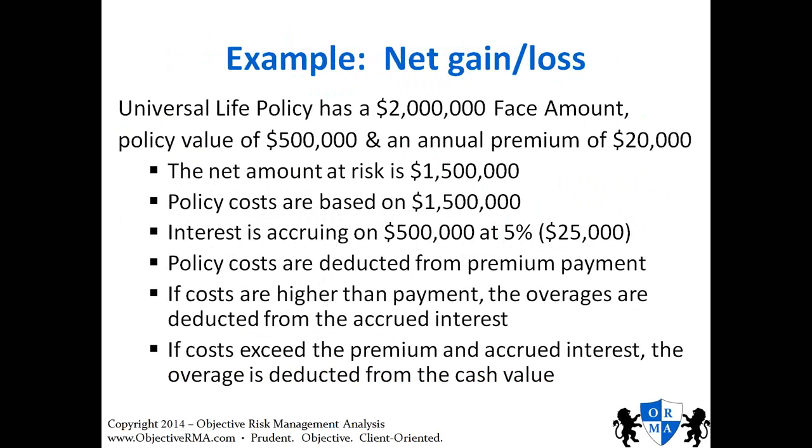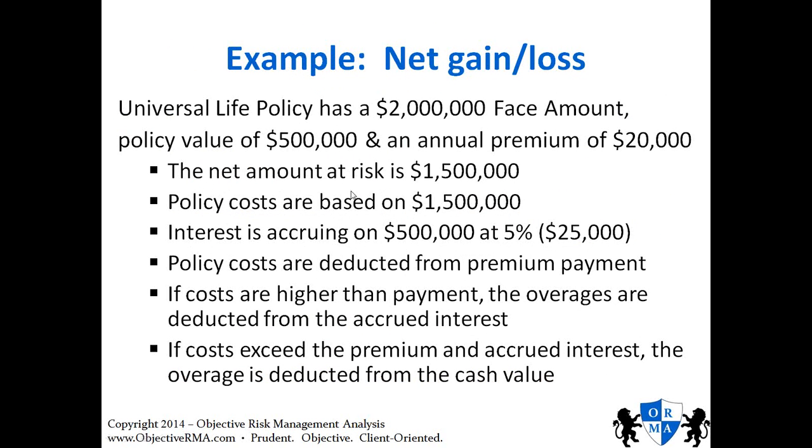Now, I'm going to give an example where there's a universal life policy with a $2 million face amount. There's a policy value of $500,000 and an annual premium of $20,000. So in this example, the net amount of risk is $1.5 million. I think of this number because if you take this $2 million face amount and you subtract the actual value of the policy, the $1.5 million is what the insurance company has to come up with in the event of premature death.